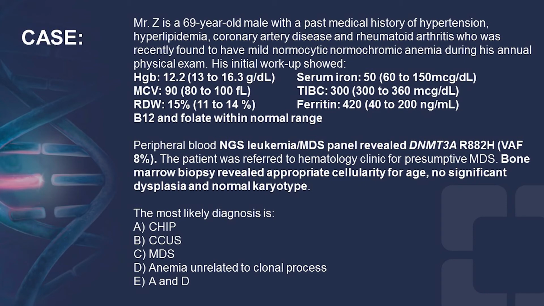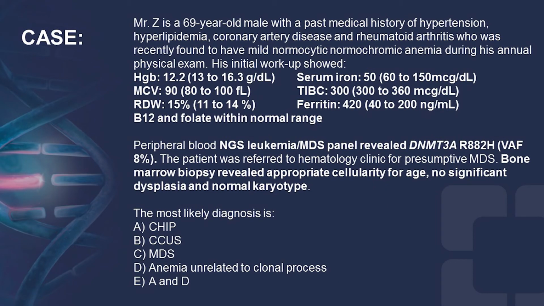So peripheral blood NGS leukemia MDS panel was done, of course, and showed DNMT3A hotspot mutation at VAF of 8%. The patient was referred to hematology clinic for presumptive diagnosis of MDS. Bone marrow biopsy revealed appropriate cellularity for age, no significant dysplasia, and normal karyotype. So the most likely diagnosis is A, CHIP, B, CCUS, which stands for clonal cytopenias of unknown significance, C, MDS, D, anemia unrelated to clonal process, and E, A and D. So I think the right answer is E, A and D.